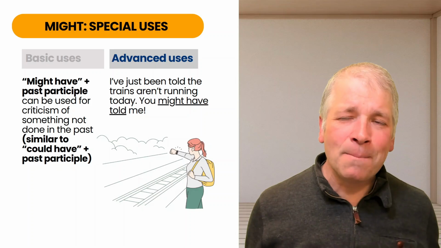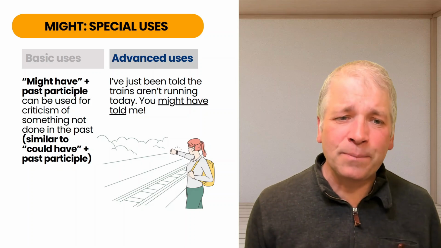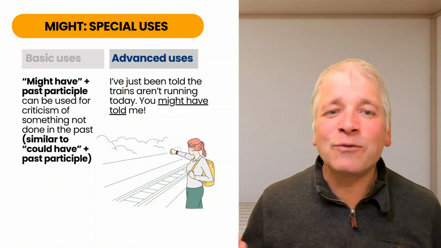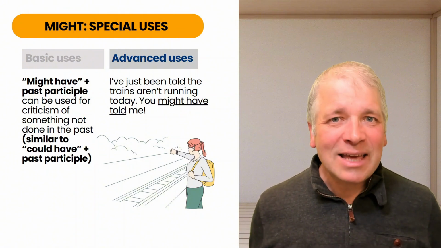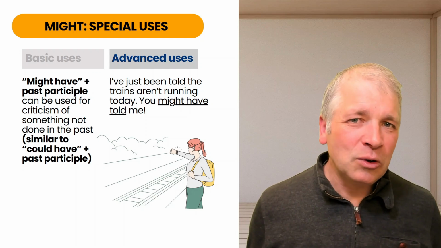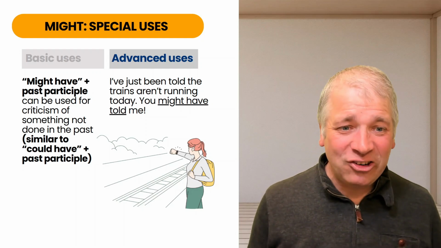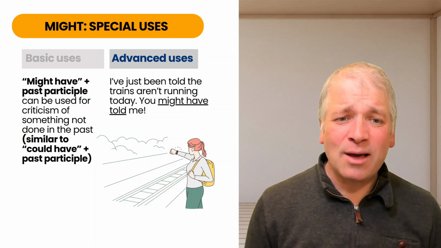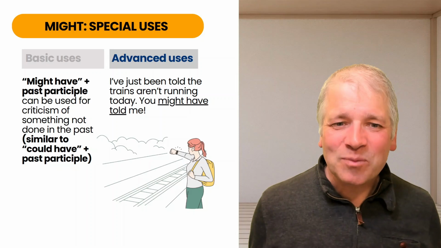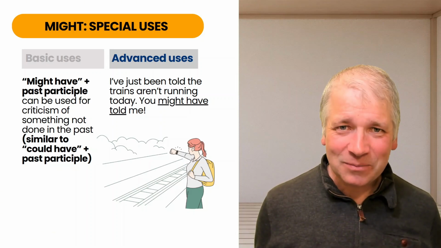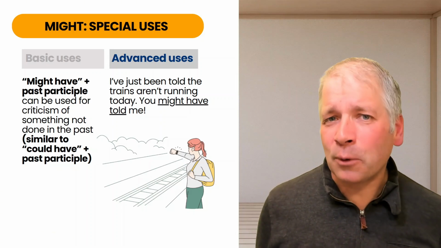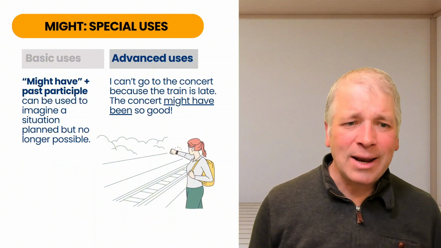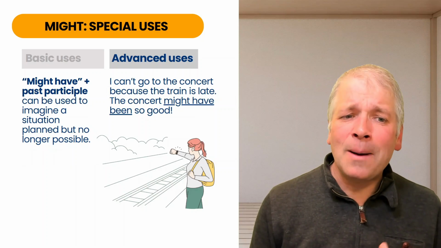Another use is might have plus past participle when we are criticizing someone, similar to could have told me. The lady here is perhaps talking to someone who represents the train and she says this: I've just been told the trains aren't running today at all. You might have told me. Why didn't you tell me? That's what she means.